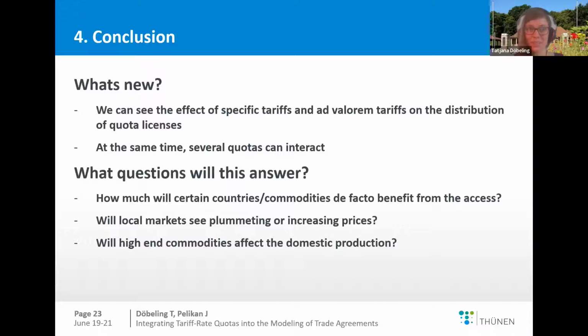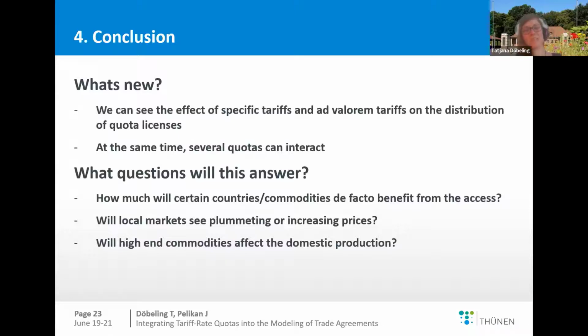So what is it that our model can provide? Well, we can see by this extension how specific tariffs and ad valorem tariffs affect the distribution of quota licenses. And at the same time, we can also let several quotas interact. I did not dig into that part really, but I also just included it in my equations because I thought it was cool if the model could do that.